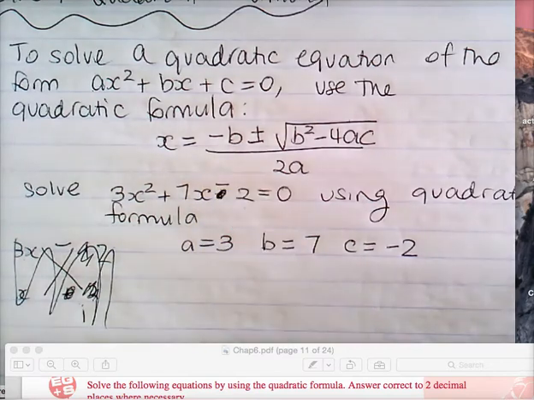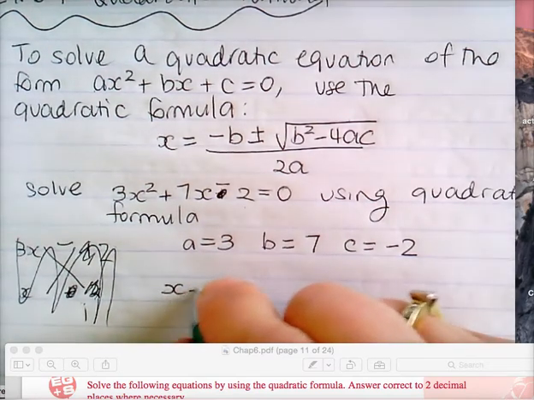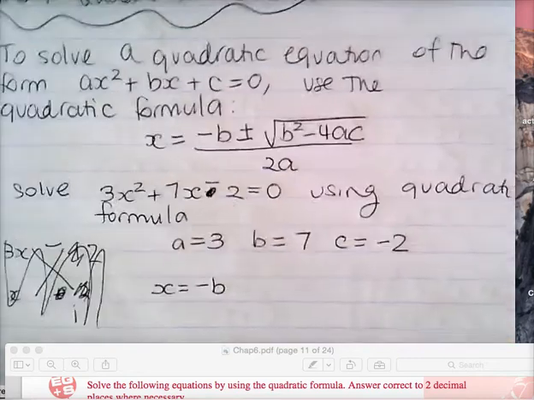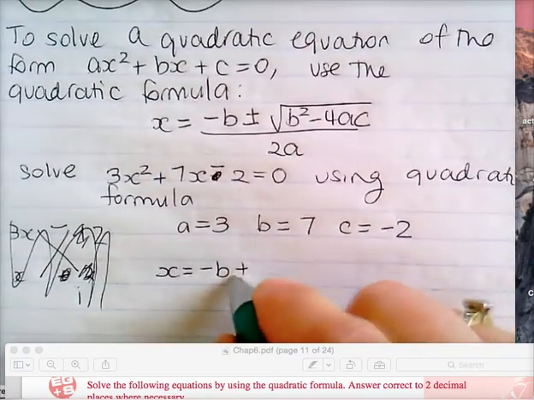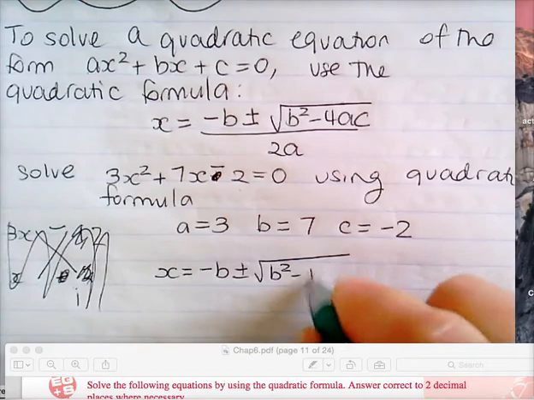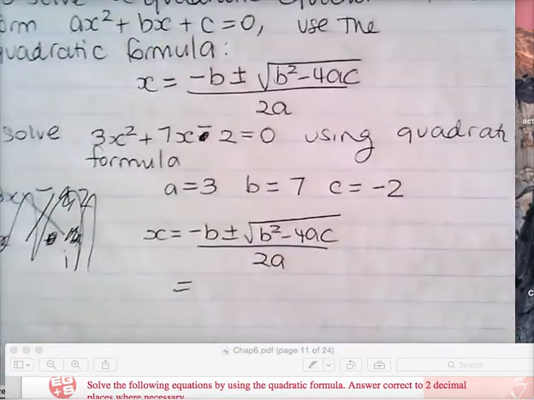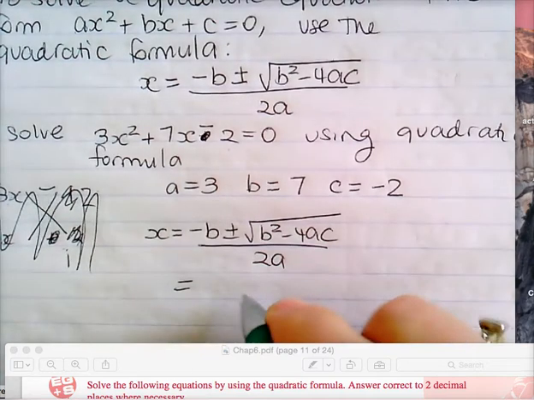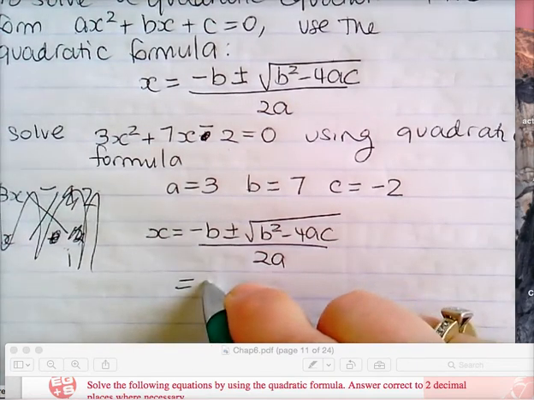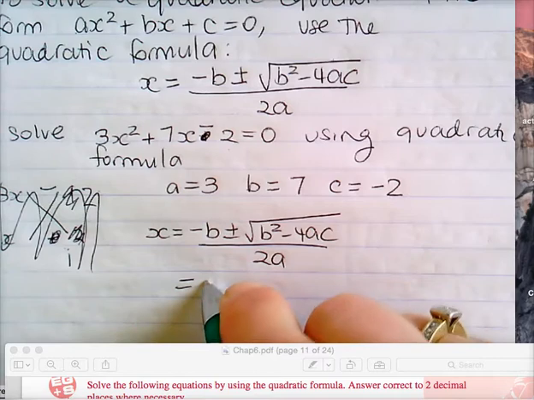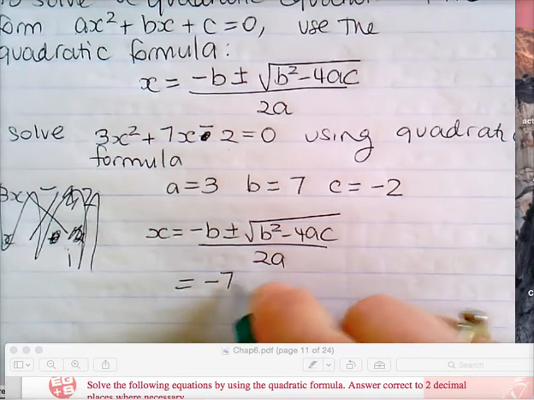C is minus 2. So therefore, x equals negative b. Let's write the formula out. x equals negative b plus or minus the square root of b squared minus 4ac over 2a. Now, girls, this is going to get a little bit tricky towards the bottom. So we've got negative b. What do I write? Negative 7, plus or minus.